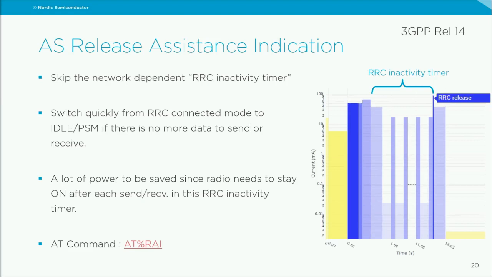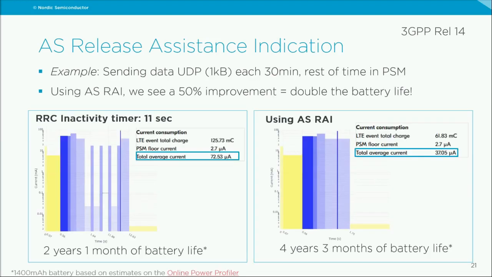And that means that the network can approve this if it has support for it, and you can go directly into the next mode, and you will get this RRC release much faster than before. Just an example of utilizing this feature here. If you send a UDP packet of around 1K bytes every 30 minutes, and the rest of the time you stay in power saving mode.